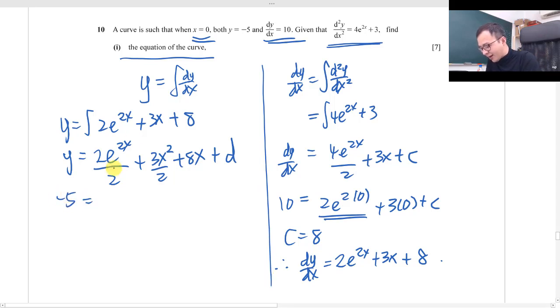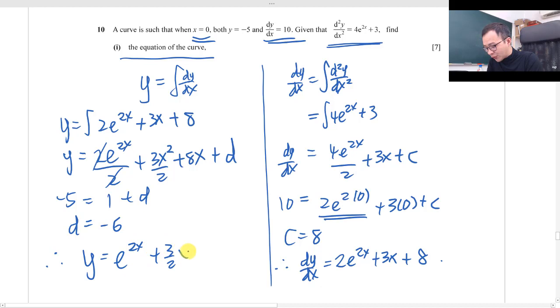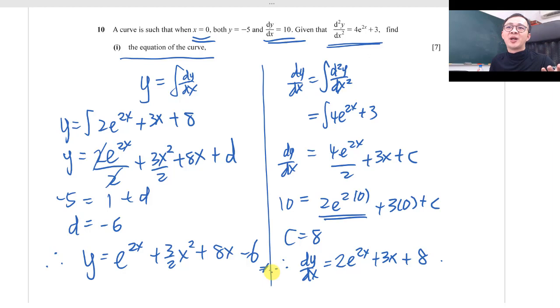Therefore I will need to substitute in my x and y. So y is negative 5, x is 0. This gives me 1, 0, 0 plus d. So d is negative 6. Therefore my equation of y is e^2x plus 3 over 2 x squared plus 8x minus 6. Alright, this is how I get the equation of the curve quickly. I hope you can easily get these 7 marks, it should be quite easy.